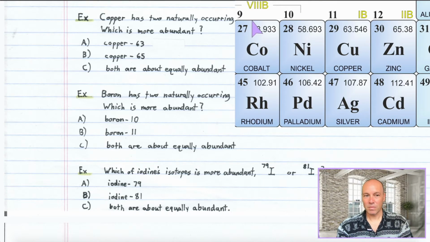Now, the copper 63 isotope weighs about 63 atomic mass units, and the copper 65 isotope weighs about 65 atomic mass units. What does the atomic mass of copper look more like? Does it look more like the 63 or the 65? Which one is it closer to, is what I'm asking. Well, it's closer to the 63 isotope. And so the answer for this question is that the 63 isotope will be more abundant than the 65 isotope.